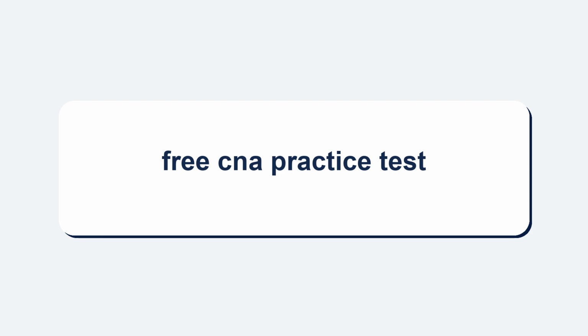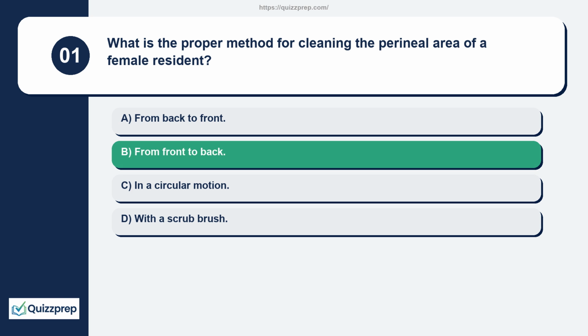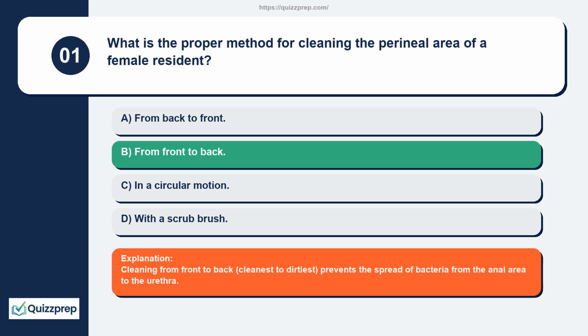Free CNA practice test. Question 1. What is the proper method for cleaning the perineal area of a female resident? From back to front, from front to back, in a circular motion, with a scrub brush. Cleaning from front to back, cleanest to dirtiest, prevents the spread of bacteria from the anal area to the urethra.